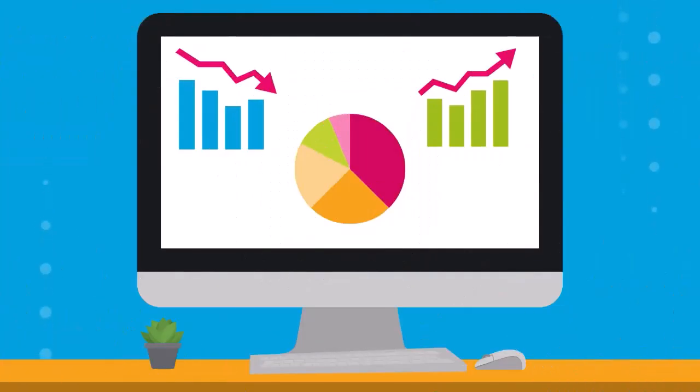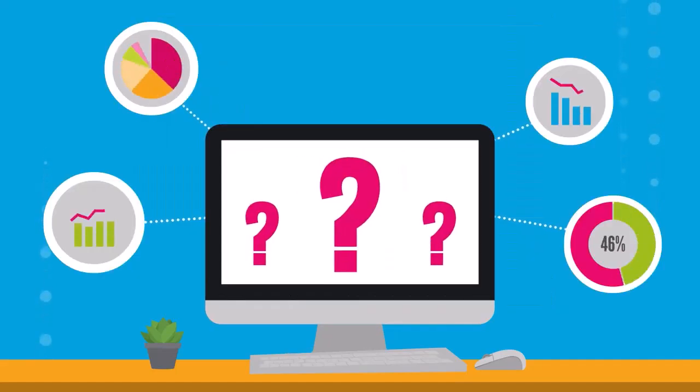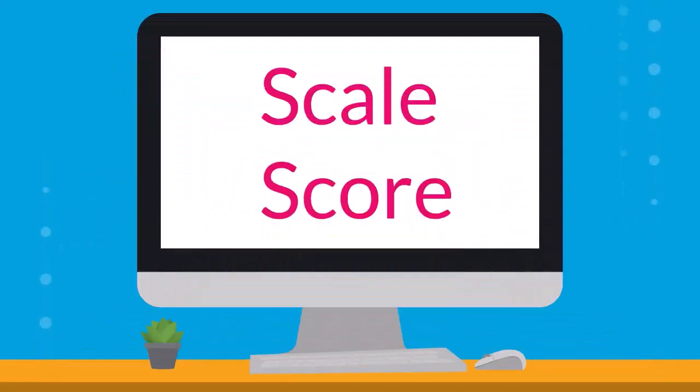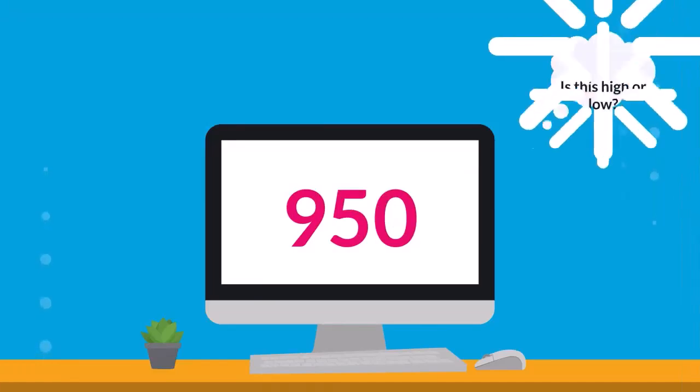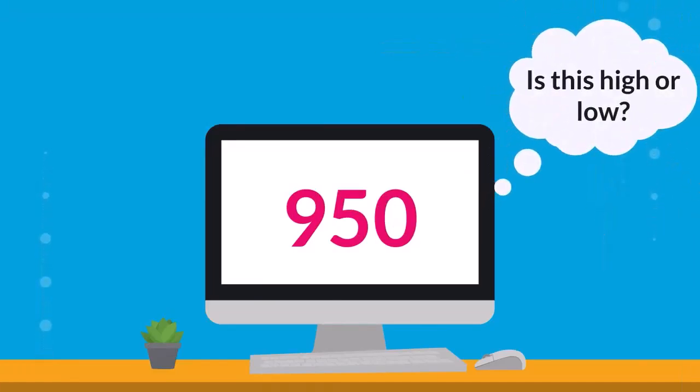Following every student assessment administration, you get some sort of reporting, and those reports contain a lot of different metrics. It can be confusing to know where to start when it comes to unpacking the details. Take scale score, for example. Have you ever seen a student's scale score and thought, is this high or low?